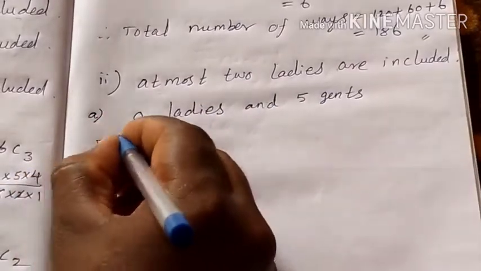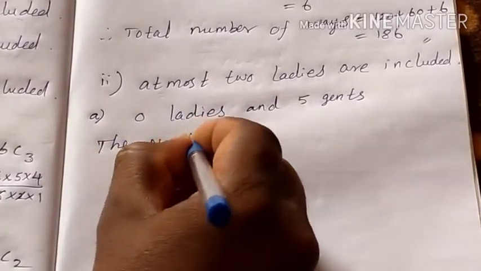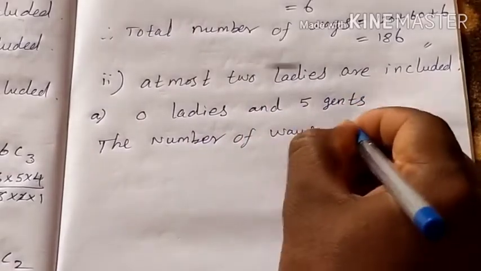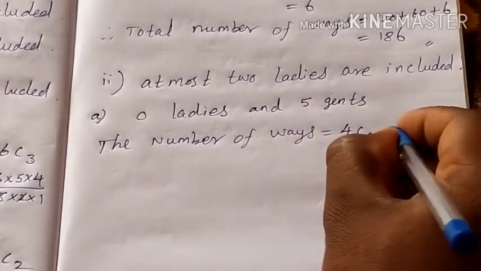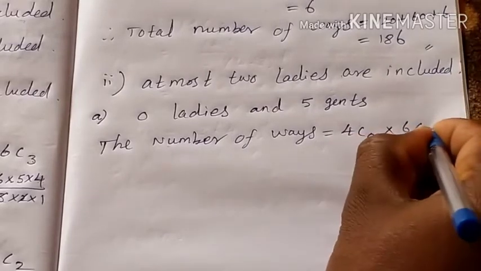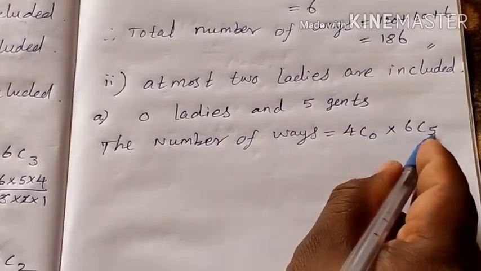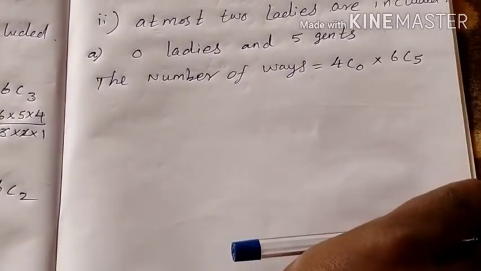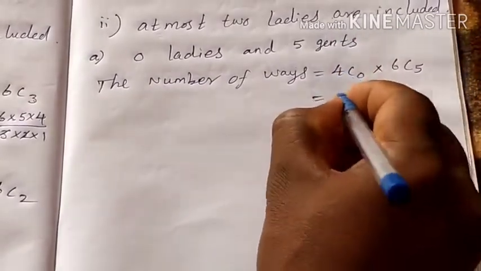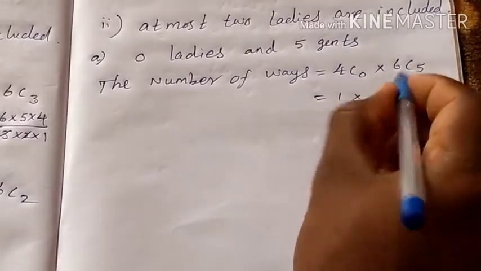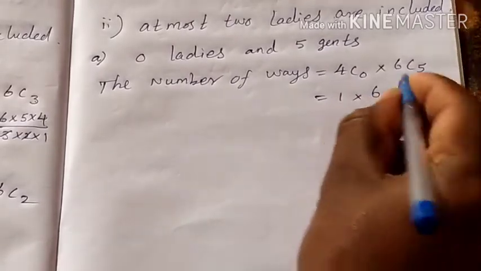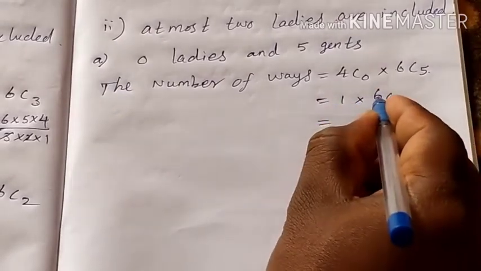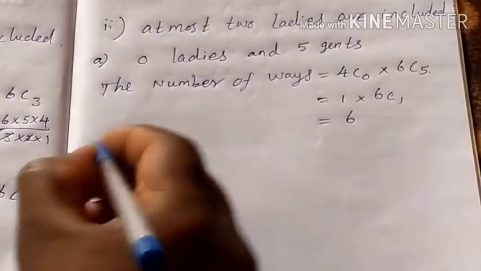The number of ways is equal to 4C0 into 6C5. Out of 6 gents, 5 gents are selected. Then it is equal to 4C0 value is 1 into 6C5. This can be written 6C1 because 6 minus 5 is 1. So 1 into 6C1. 6C1 value is 6. Okay, that's all.